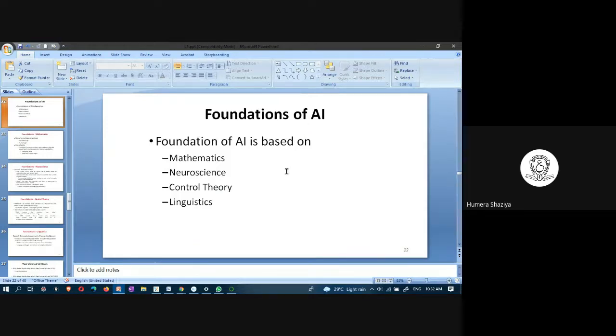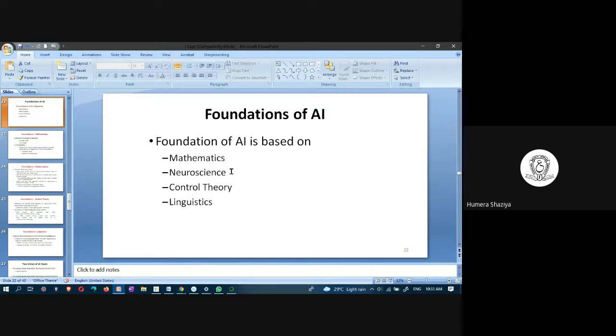What are the foundations of AI? AI is not a field that exists in an isolated manner. There are several other fields that contribute and are part of AI. Mathematics is a very important part of AI. Without mathematics, there is no AI. Most of today's algorithms and systems rely on math.